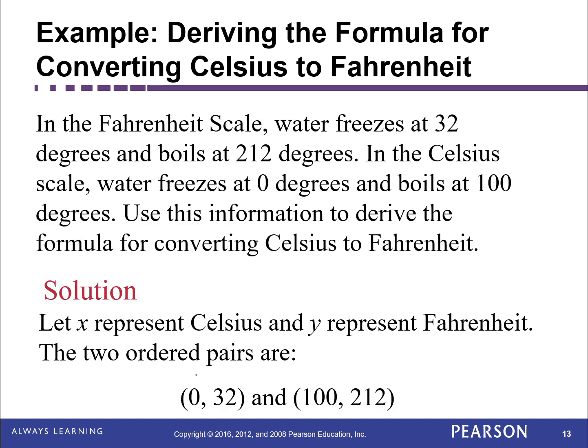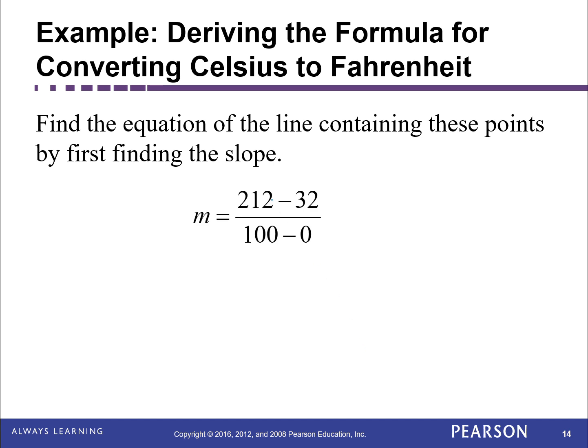So let's start with the slope. If I go back here, this will be our x1, this will be our y1, this will be our x2, this will be our y2. Okay, easy enough. So we're looking at (212 - 32) over (100 - 0). So we've got essentially 180 over 100, or if I reduce it to lowest terms, 9/5 for our slope.